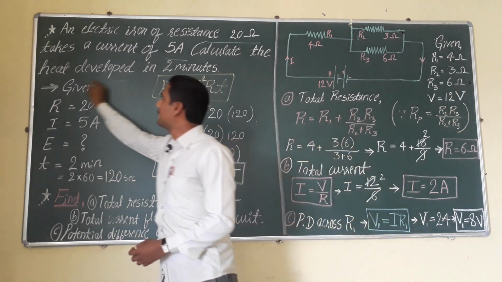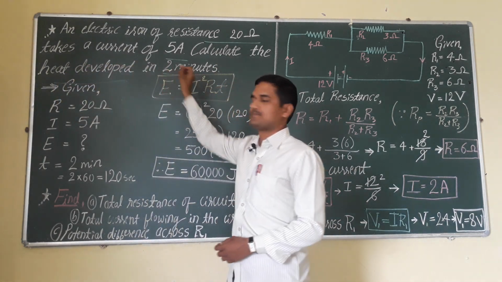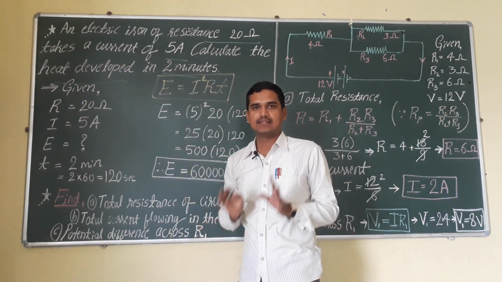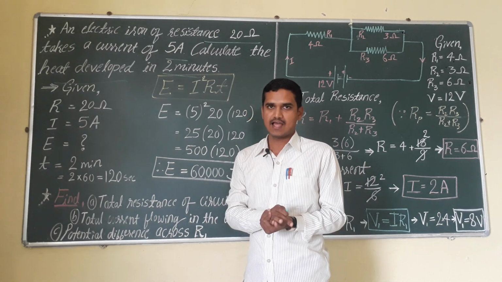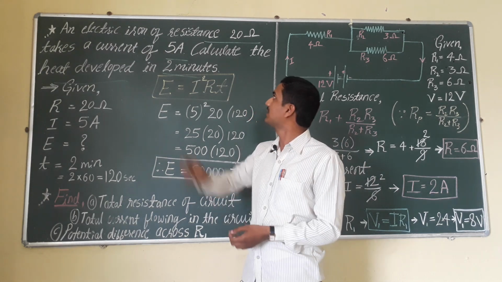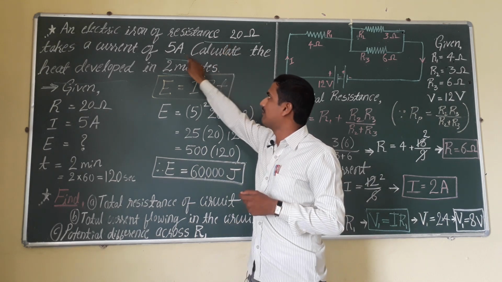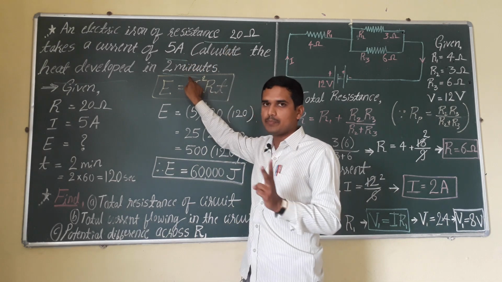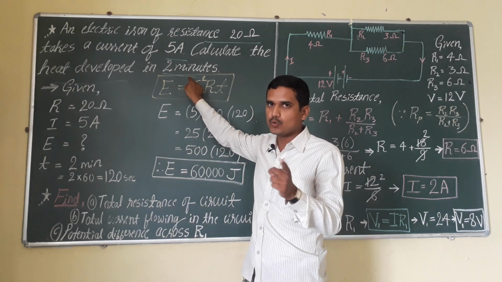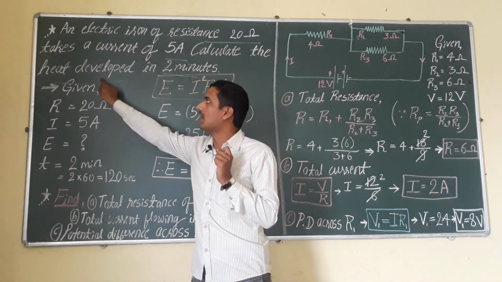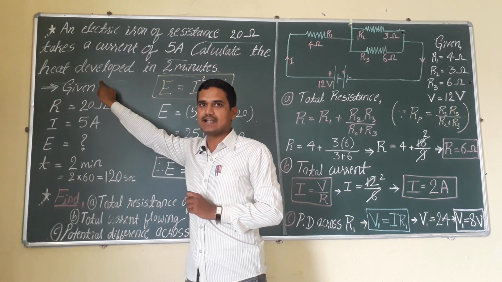Calculate the heat developed in 2 minutes. The question is very simple. There is one electric iron box, and that iron box has a resistance of 20 ohm, and it is drawing a current of 5 ampere, and for 2 minutes continuously it is working. So you have to calculate how much heat energy is developed.